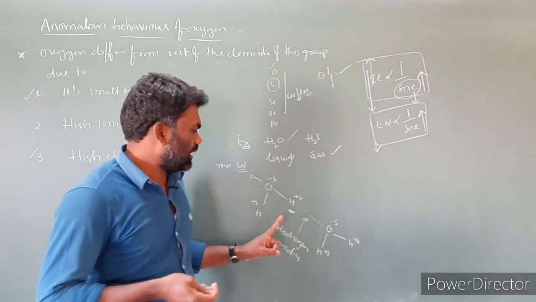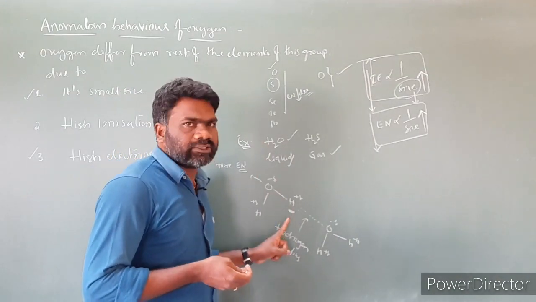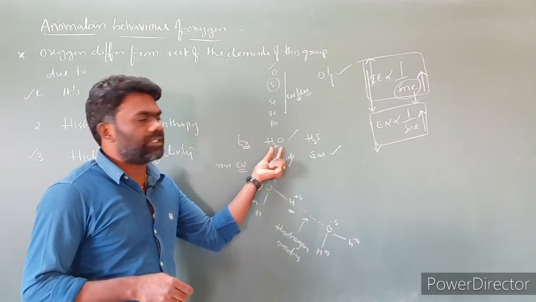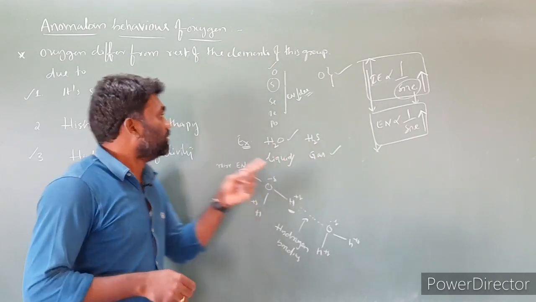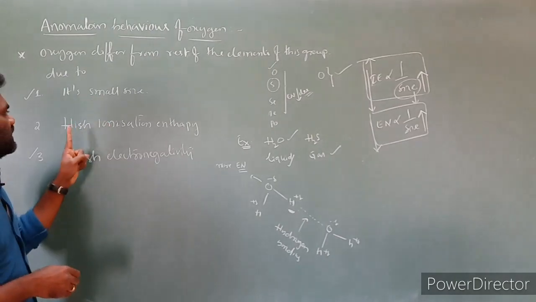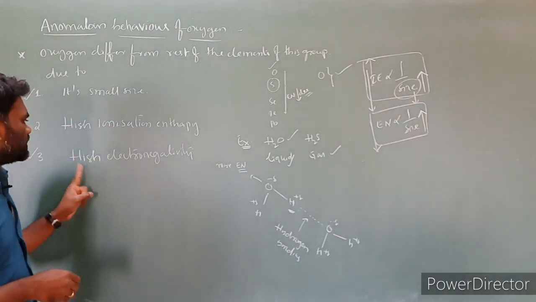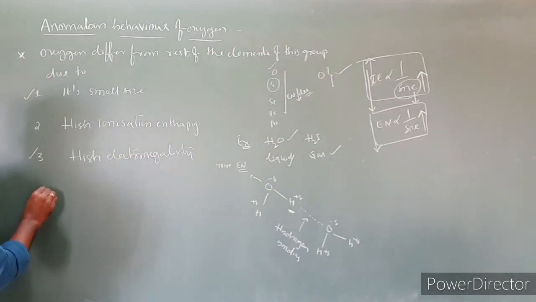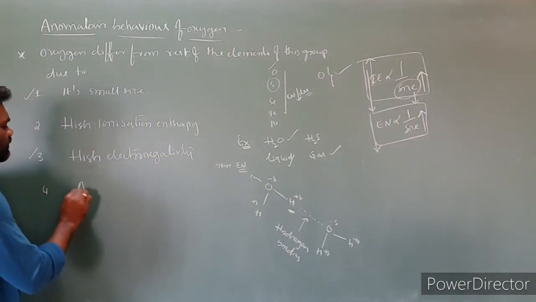The simplest answer is the electronegativity of oxygen. This is the anomalous behavior of oxygen. Oxygen differs from the rest of the members of this group because of the first reason, its small size; the second reason, high ionization enthalpy; the third reason, high electronegativity; and the fourth reason, the absence of d orbitals.